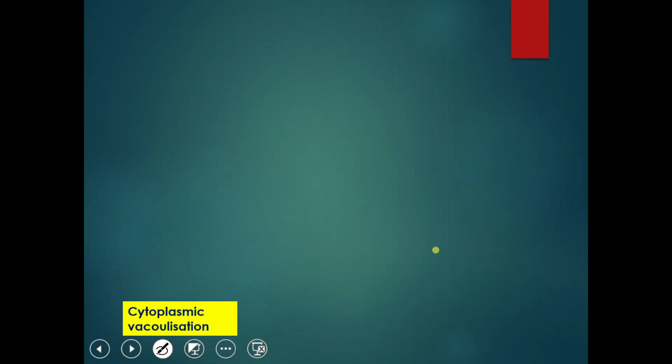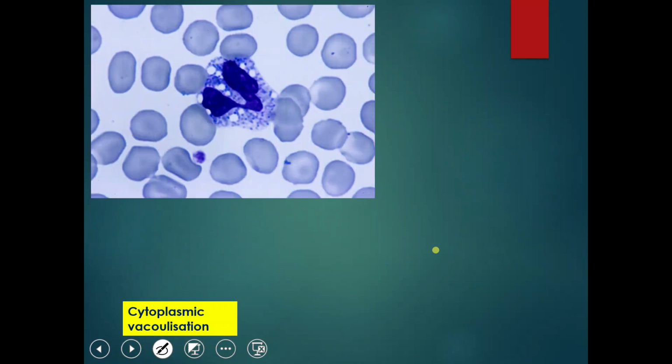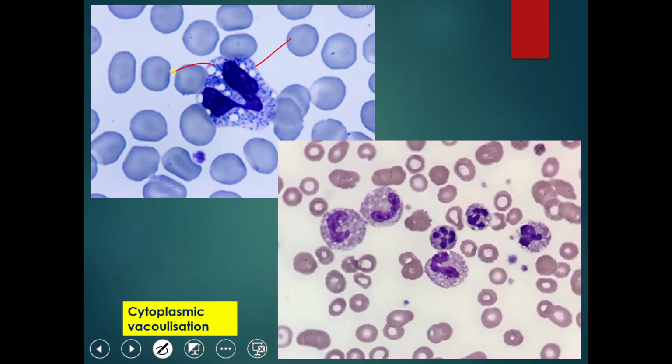Then coming to the cytoplasmic vacuolation. This is a picture of a neutrophil with presence of multiple vacuoles in the cytoplasm. This is again a picture where we can see multiple neutrophils. Some are immature neutrophils, some are mature segmented neutrophils with presence of multiple vacuolization in their cytoplasm.